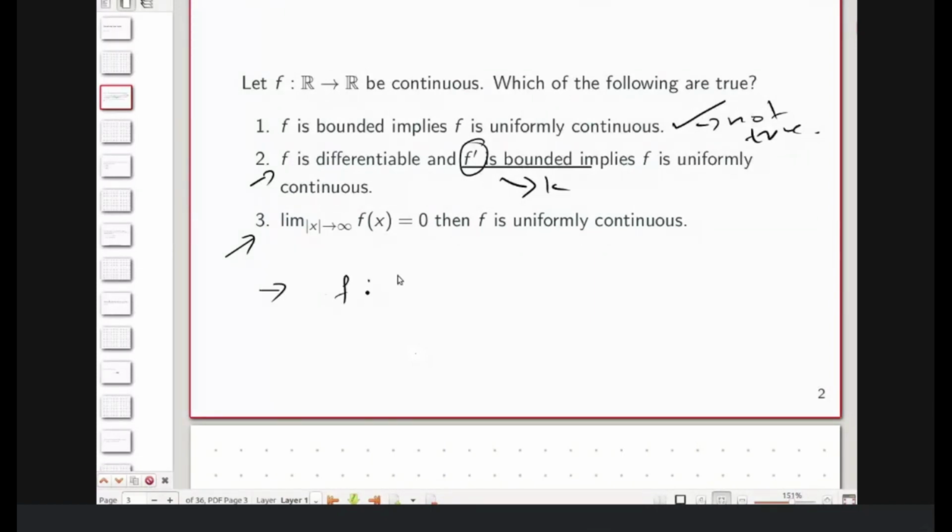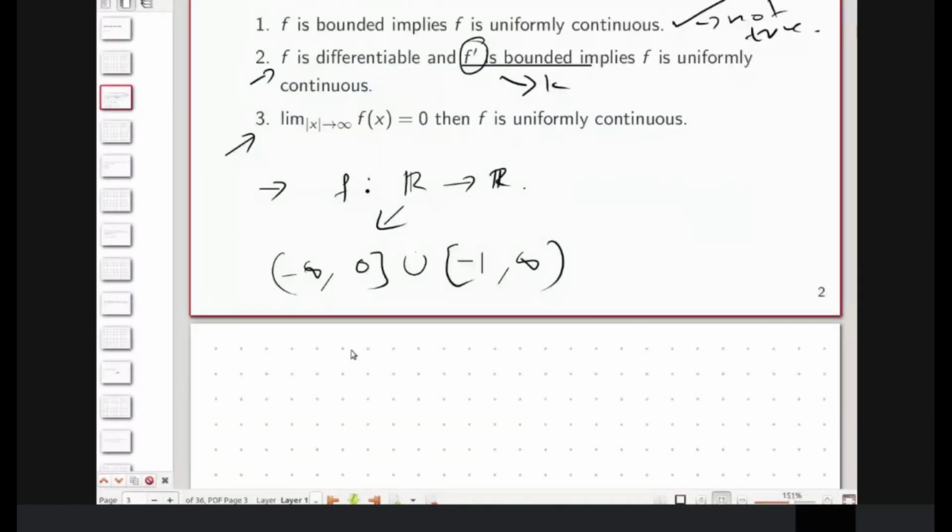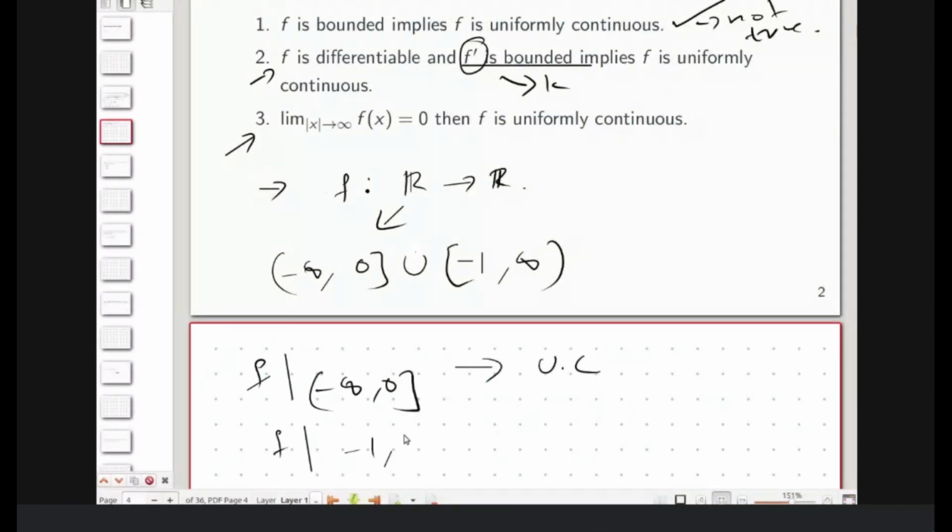I have a function from, say, some subset of x, say A, to R, and I can write this A as some B union C, two different subsets. Assume they are two intervals. So for example, let A itself be R, and B equal to minus infinity comma 0, and union C equal to minus 1 comma infinity. I somehow know that if I restrict f to minus infinity, 0, and if I restrict f to minus 1, infinity, this interval, I still have f is uniformly continuous.